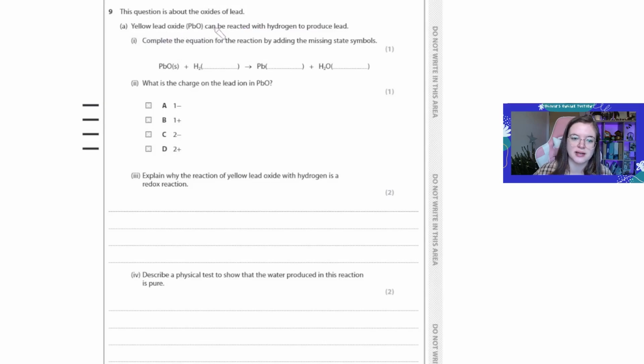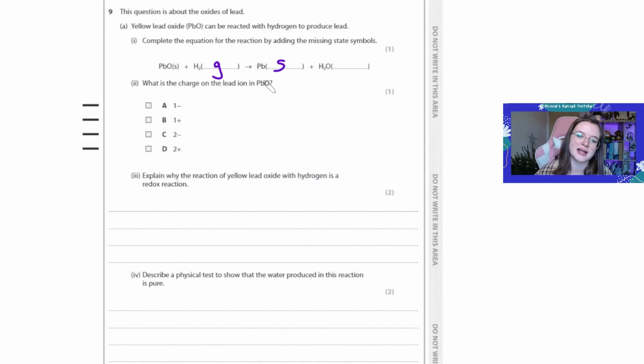Yellow lead oxide can be reacted with hydrogen to produce lead. Complete the equation for the reaction by adding the missing state symbols. Okie dokie then. So we've got lead oxide, which is a solid, plus hydrogen, which we all should know is a gas, going to lead, which is a metal, so therefore it's going to be a solid, plus water, H2O, either steam, water, or ice.